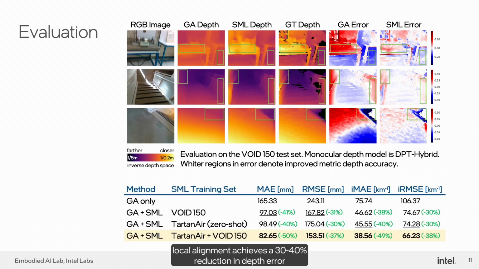Quantitatively, local alignment achieves a 30 to 40% reduction in depth error over global alignment only. We observe that a similar reduction is achieved if we train our SML network not on VOID but on a synthetic dataset like TartanAir, with very different environments and simulated sensor settings. This confirms successful synthetic to real zero-shot transfer and highlights the utility of using synthetic training data. Furthermore, if we pre-train on TartanAir and then fine-tune on VOID, we observe even greater depth error reduction.